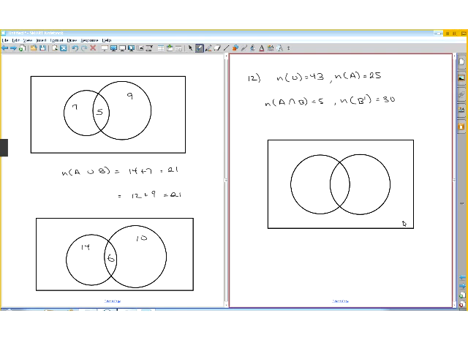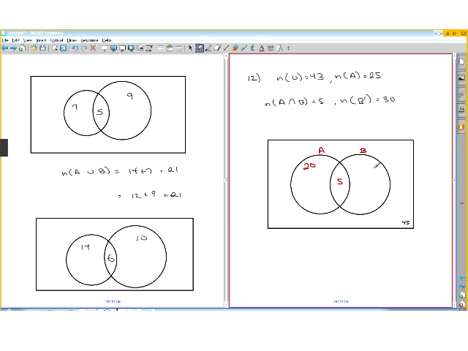Okay, so we got 43 total. So let's put that down just as a note. 43 for the whole thing. So now we have 25 in here, and the intersection of A and B is 5. So this is 5. And since this whole thing is A, we'll call this A, of course, and this is B. So if A is 25 and this part is 5, then this has to be 20.